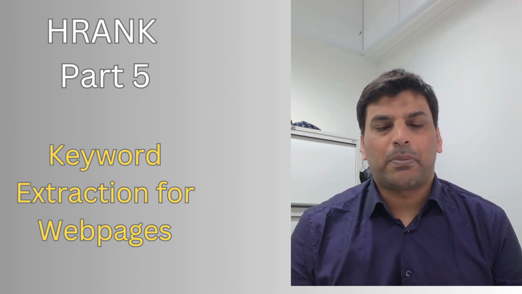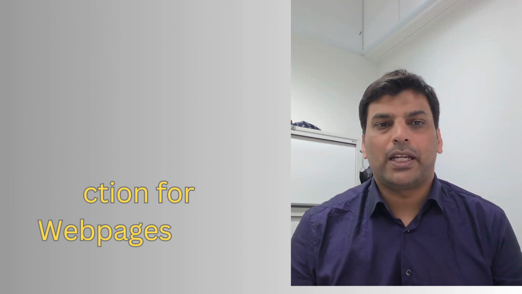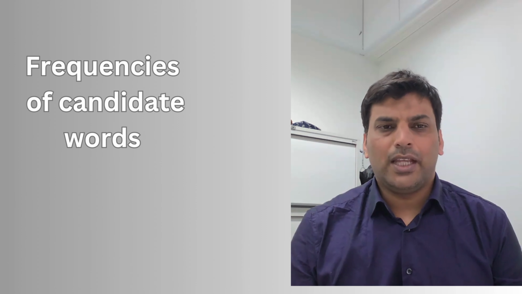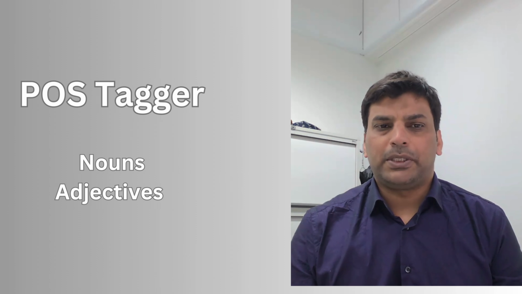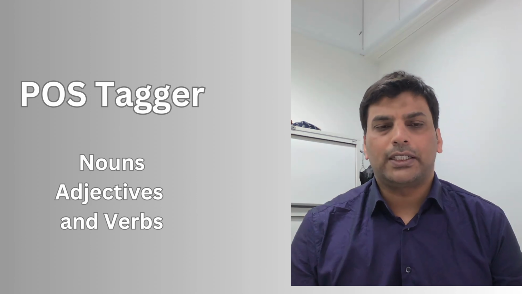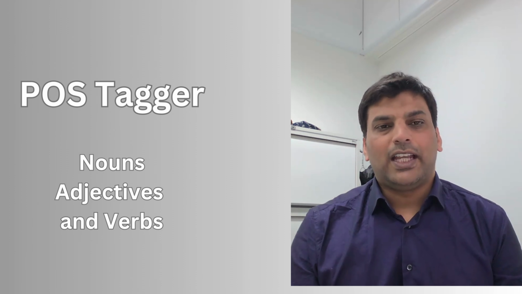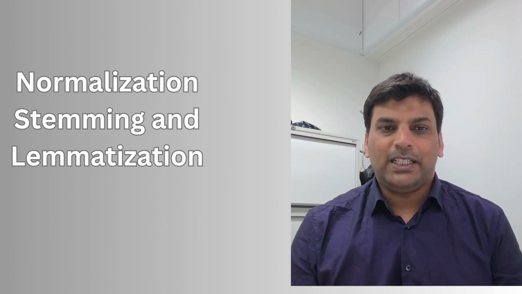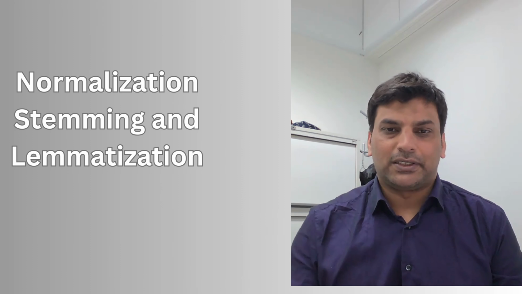This is our part 5 where we apply counting the frequency of the words. Then we apply the POS tagger, parts of speech tagger, where we separate candidate words into the nouns, adjectives, and verbs. Then we apply normalization using stemming and lemmatization. So please keep watching part 5 of our series H-Rank Keyword Extraction for Web Pages.